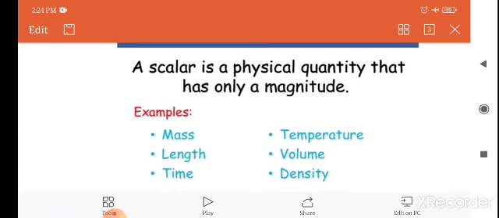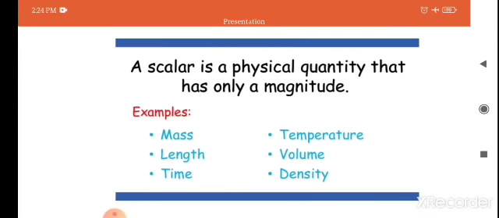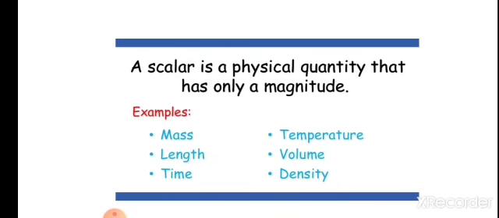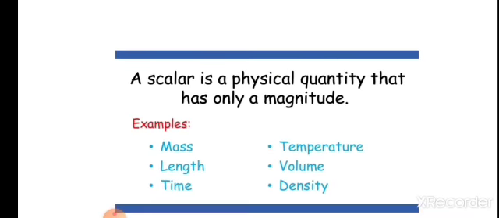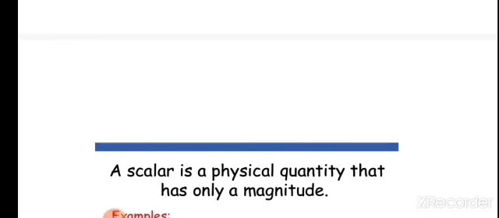Now let us study about the definition of a scalar. A scalar is a physical quantity that has only a magnitude, no specified direction. Some of the examples of scalar quantities: mass, length, time, temperature, volume and density.